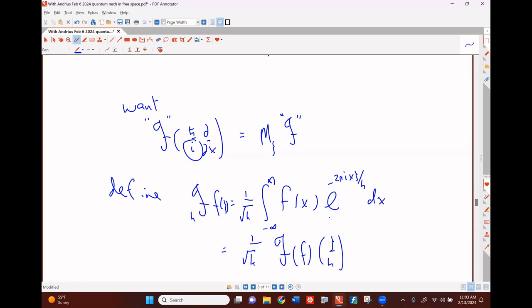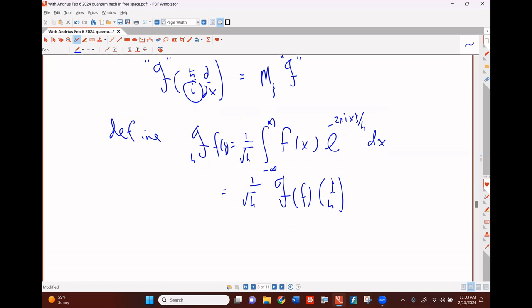And I think because the normal Fourier transform is unitary, it's quite easy to see that this is unitary. In other words, it's a scaled Fourier transform.